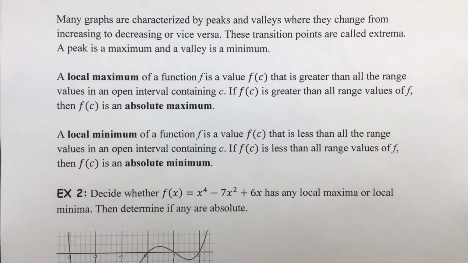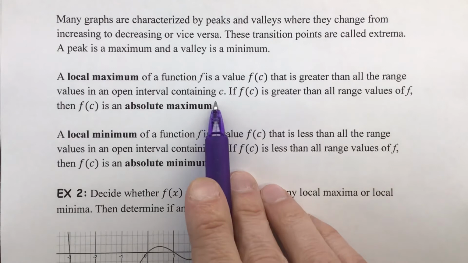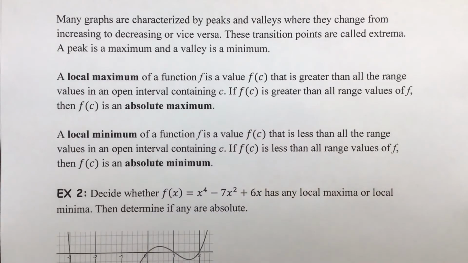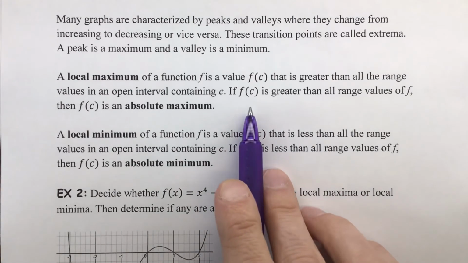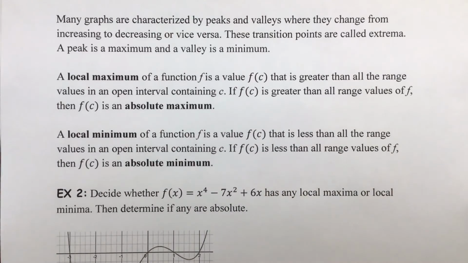In other words, if you were to break off a section of a graph and look in just that section, if there is an output at a certain value of x = c that is greater than all the other outputs, we can refer to that as a local maximum. It is the highest point within that area. Now, if f(c) is greater than all the range values, all the outputs of f, then we refer to that as an absolute maximum.